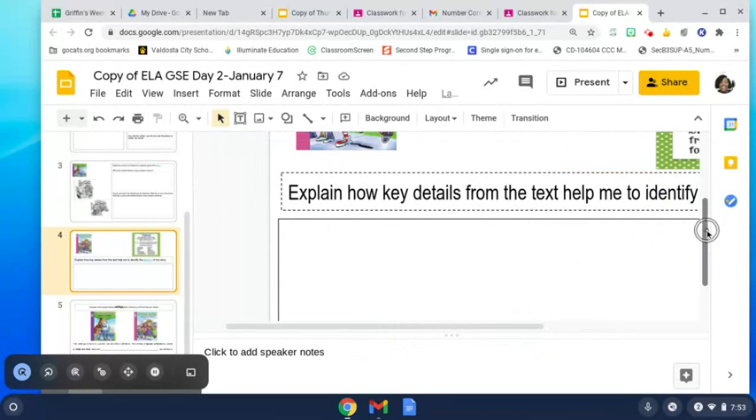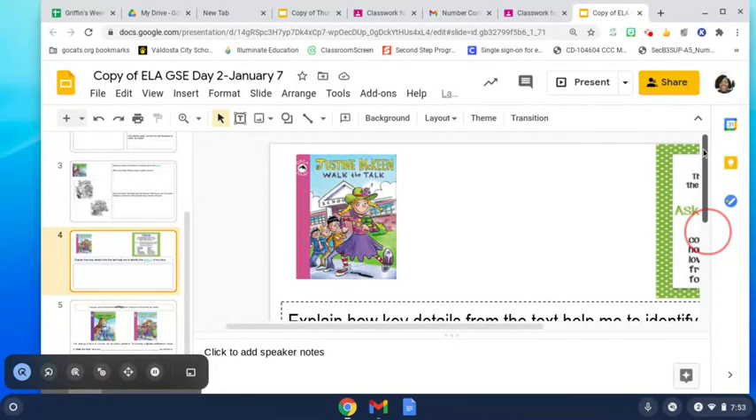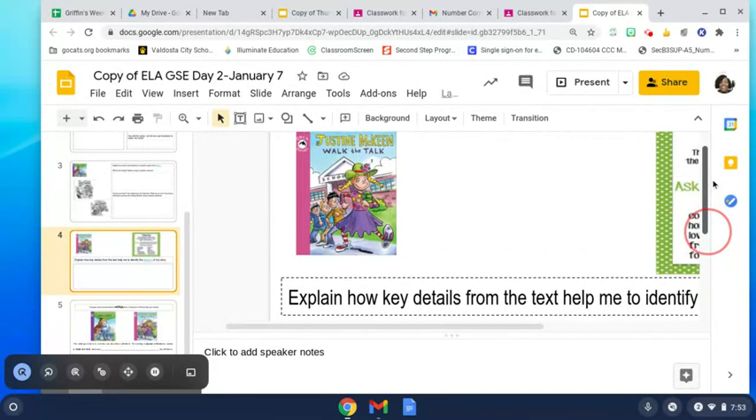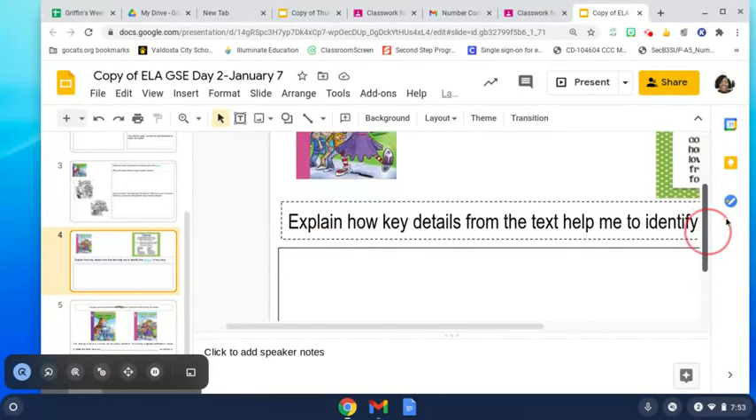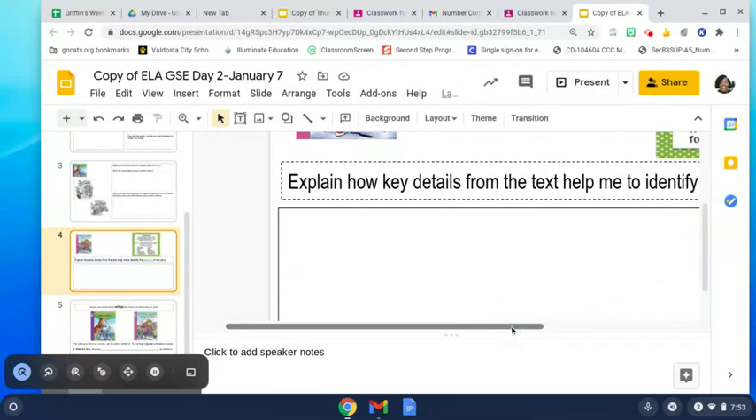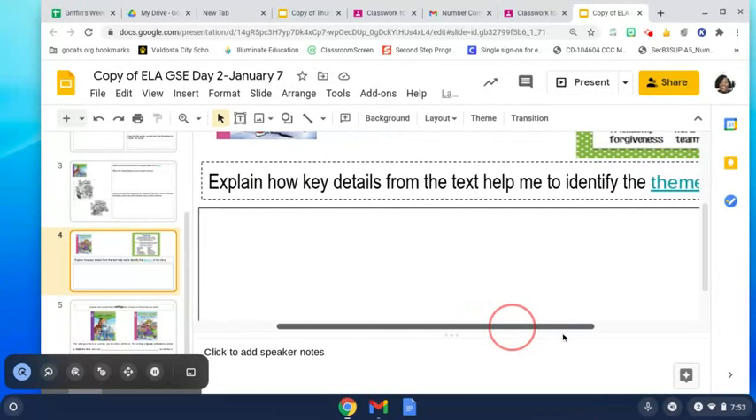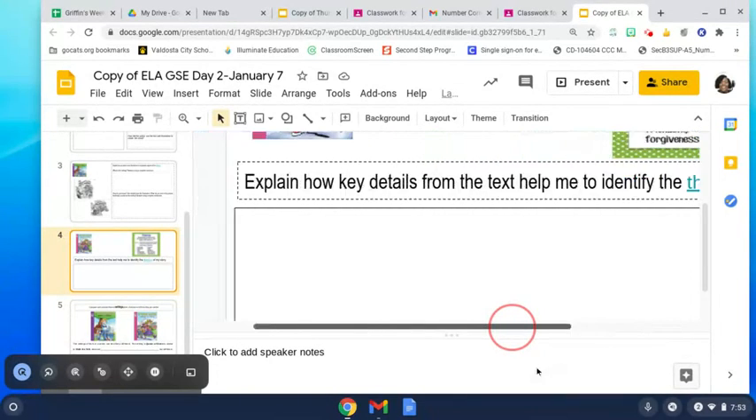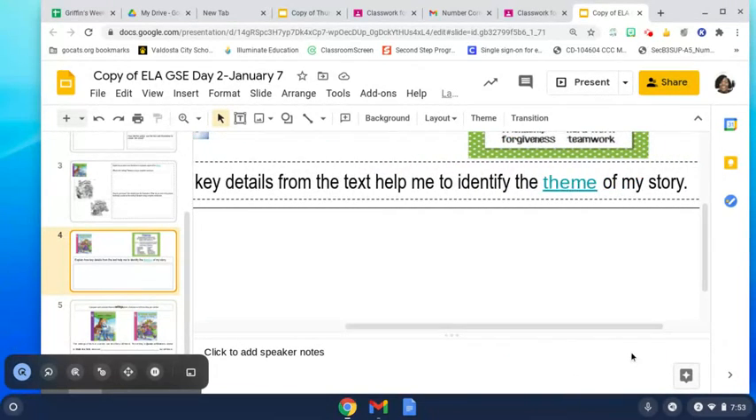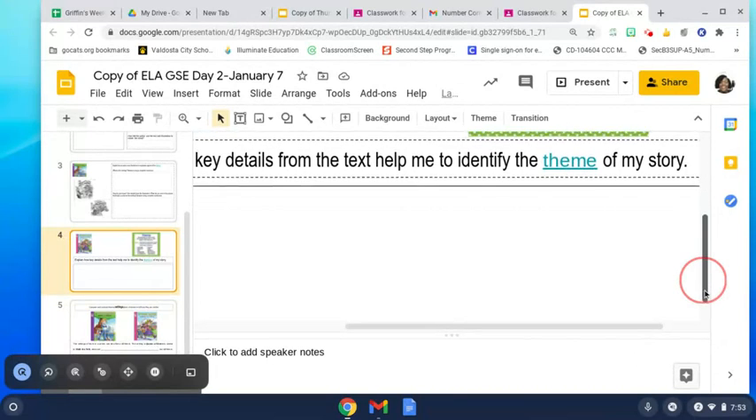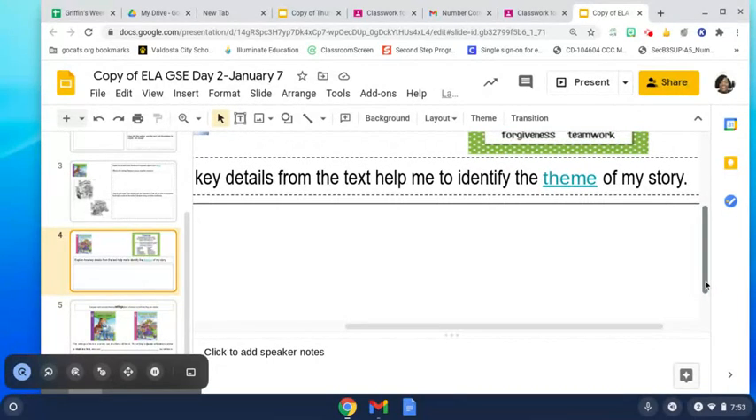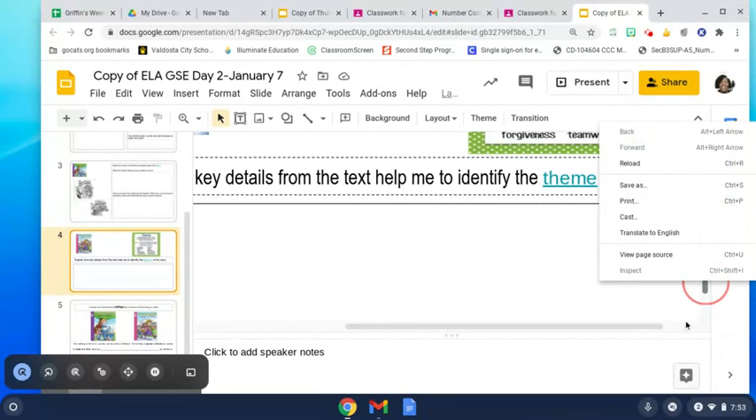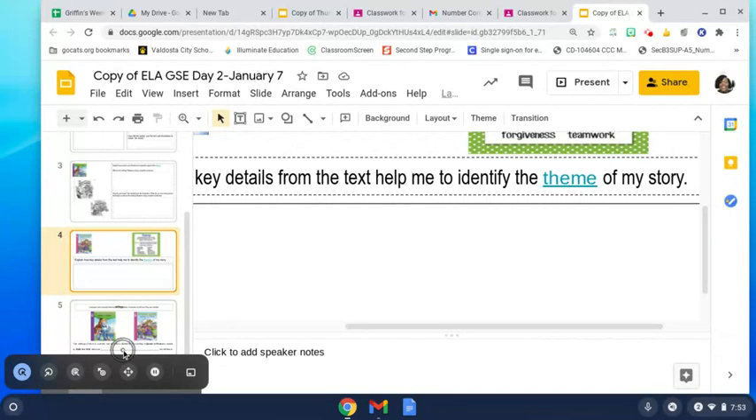Okay. So what is the theme of Walk the Talk, Justine McKean's Walk the Talk? What is the theme? Okay, explain how key details from the text help to identify the theme of the story. So what details does the author use to explain what the theme is? Okay, the author uses blank, blank, and blank details to tell what the message is in the story. So you're going to have to read in order to understand what that might be.